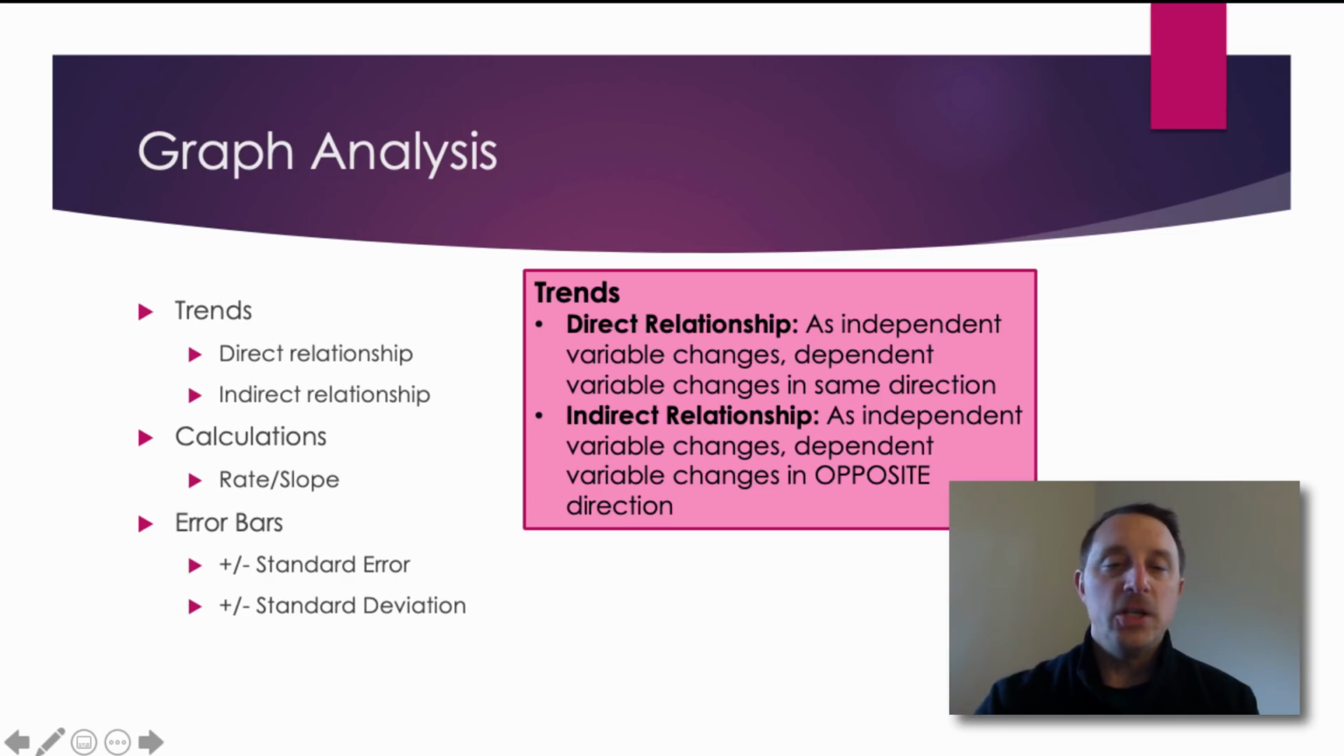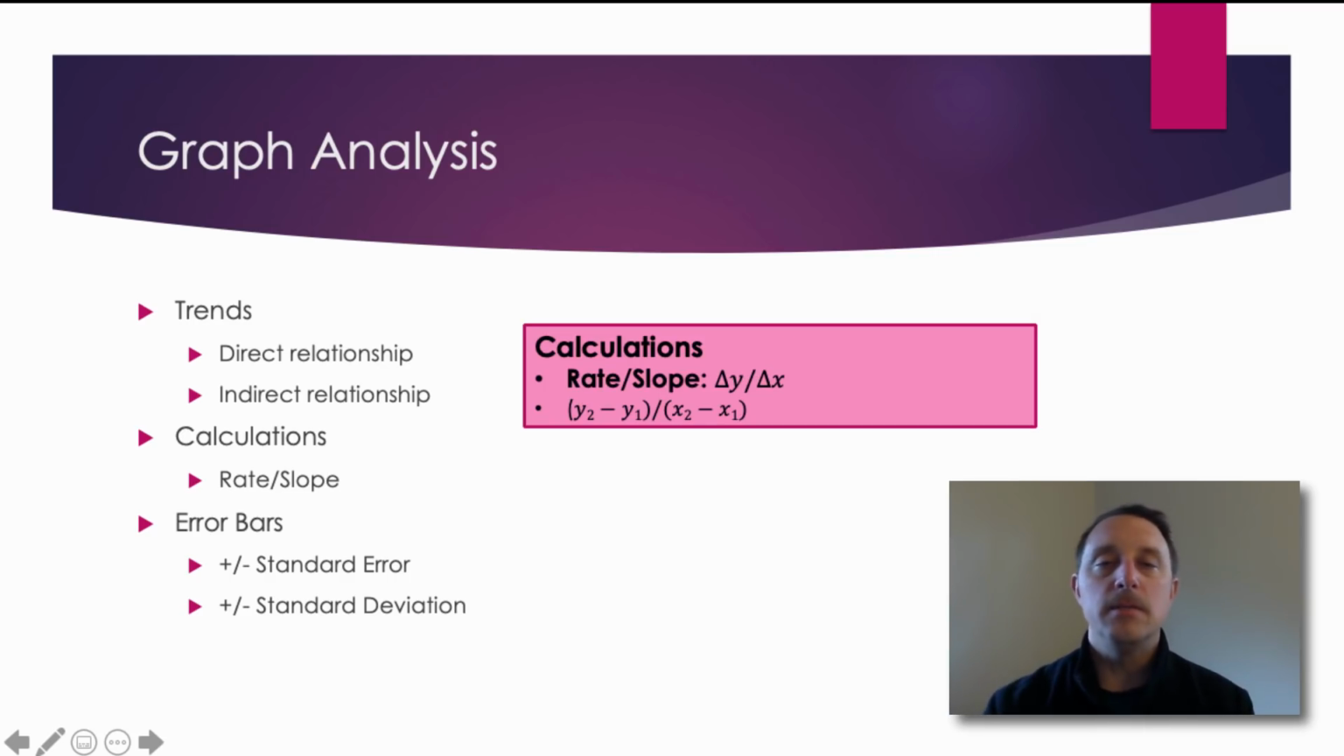Some calculations that we may need to make. The main one I think that we would see on the AP test would be calculating the rate of change. So this would be for a graph that has time as the independent variable on the x-axis. Rate calculation, remember, would just be the slope of the line, which would be found by the change in y divided by the change in x, or y2 minus y1 divided by x2 minus x1.